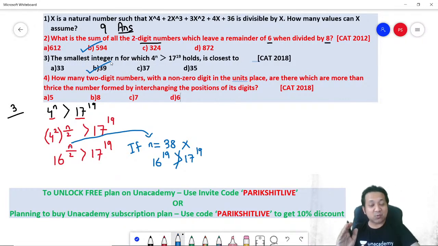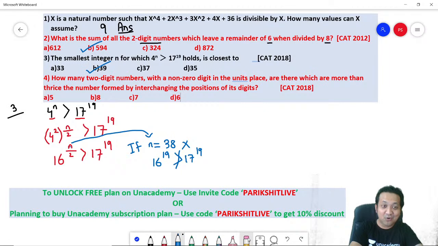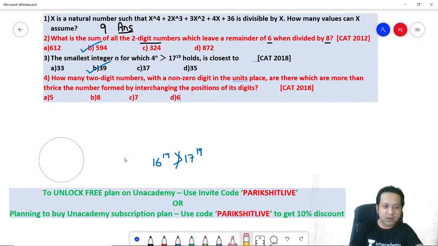Got it? See, CAT questions, difficult ones. But if you know the logic, these are super easy. Any doubt in this? Are we okay? Perfect. Let's go to question number 4.